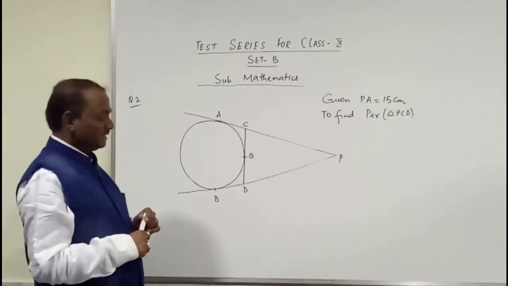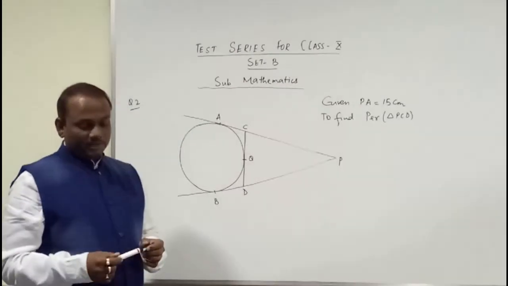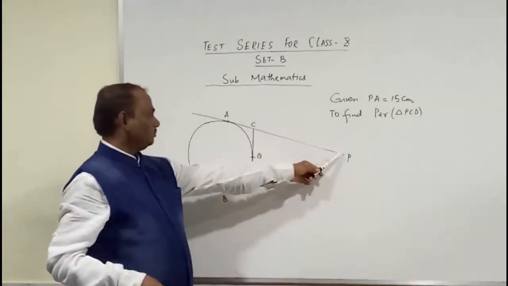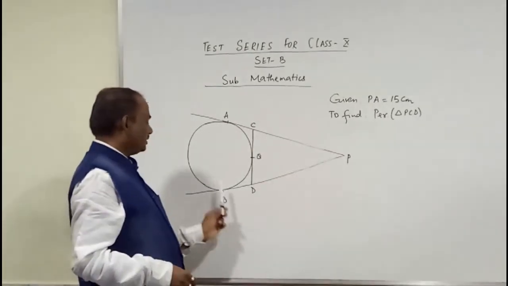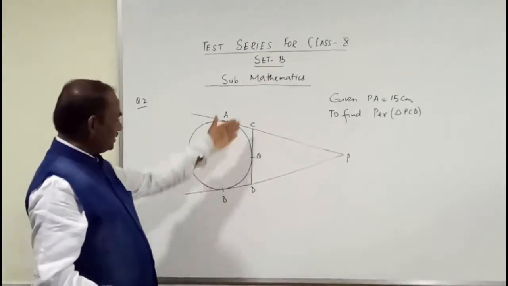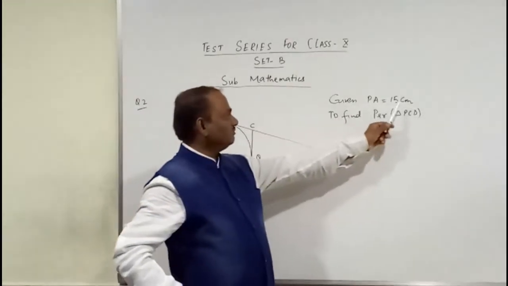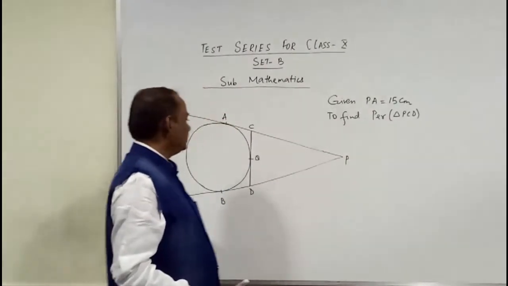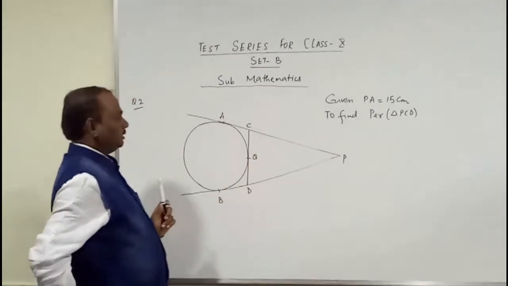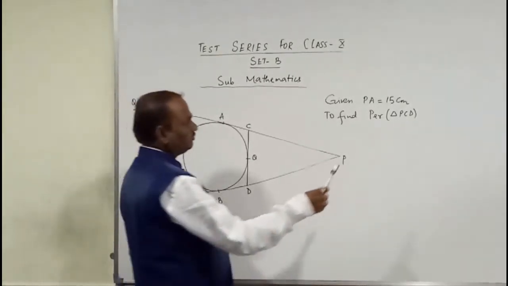Now this question says that in the given figure, as you can see on the board, PA and PB are tangents to the circle from external point P. CD is the third tangent, as you can see, touching at Q, and we have been told that PA is given 15 centimeter and we need to find the perimeter of triangle PCD. Now, how to tackle this particular question? You look what to find.